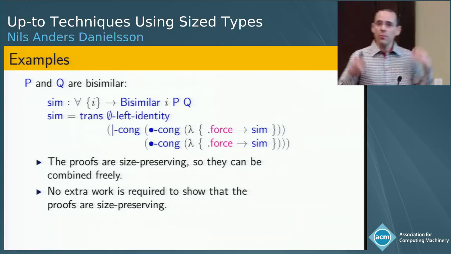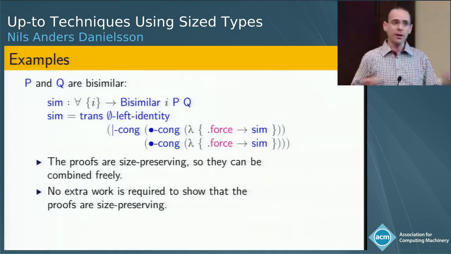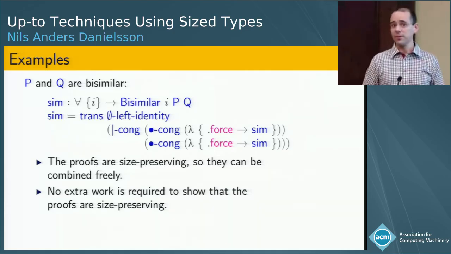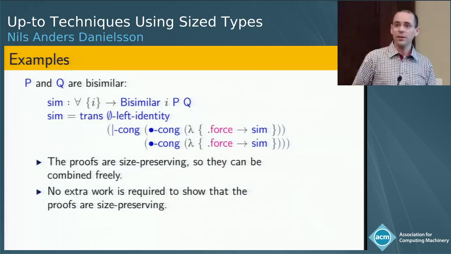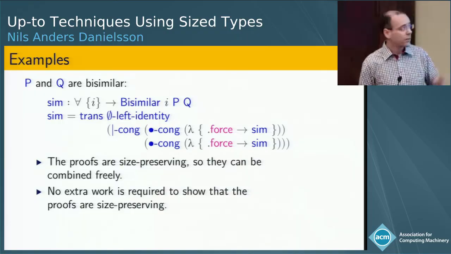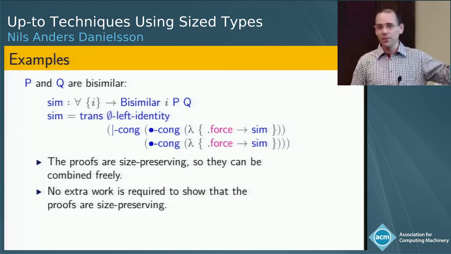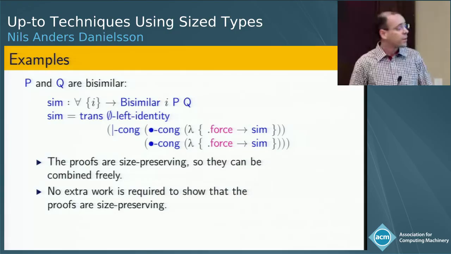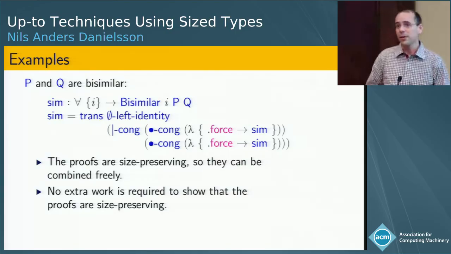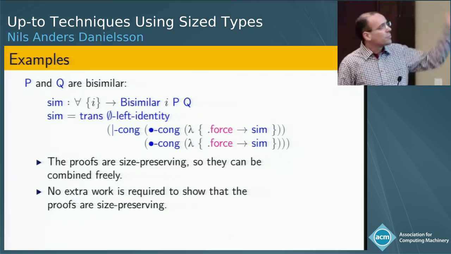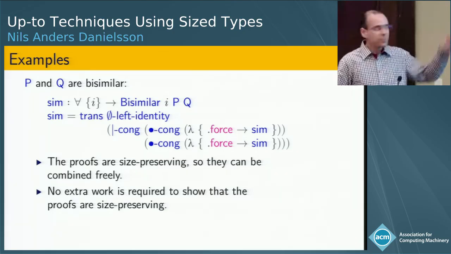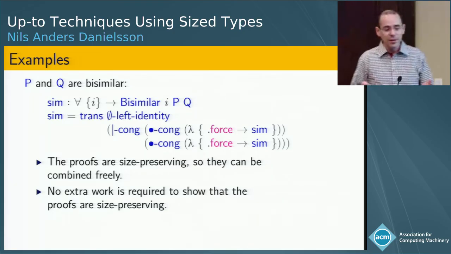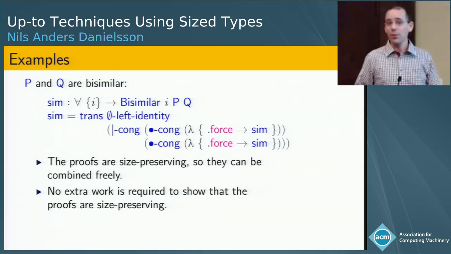And furthermore, when you define bisimilarity, it's quite natural to want to prove transitivity. And if you just prove that in the obvious way, then you don't actually need to do anything to make this into a size-preserving proof, except for writing this down in the type signature. And similarly for the preservation lemmas. So you kind of get these up-to techniques for free, kind of. And that's what I mean when I say that the up-to techniques fall out naturally.